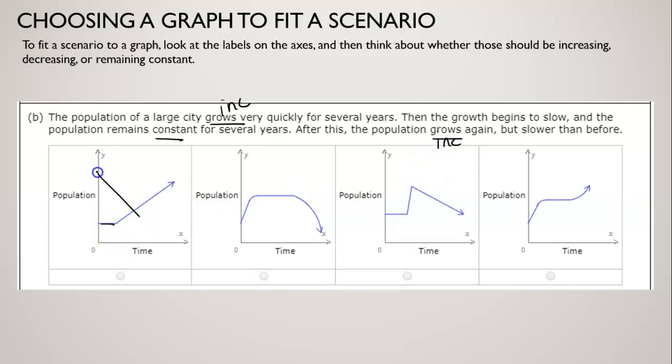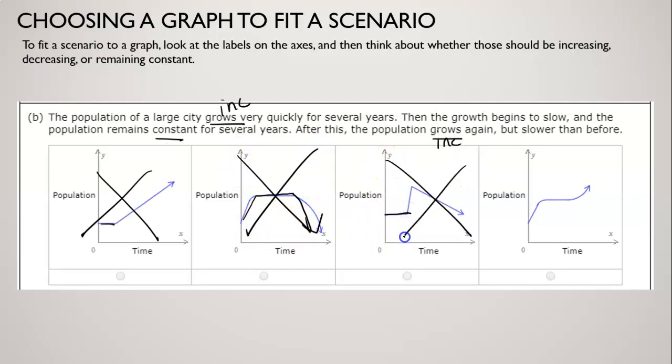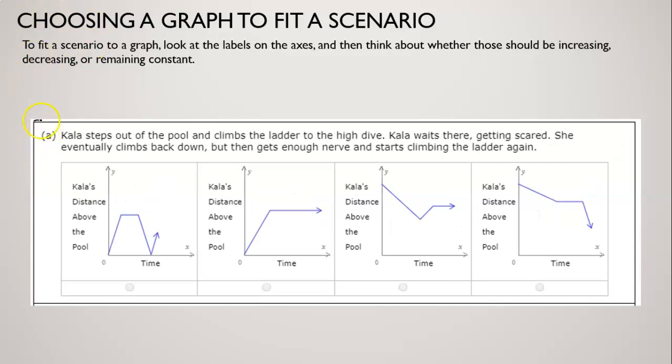So we're looking for something that increases and then is constant and then increases again. Well, this starts out as constant, so that can't be it. This is increasing, this is constant, but then it's decreasing. We don't have an example of the population decreasing, so it can't be that one. This one starts out as constant, so it can't be that one. This is the only example where the population increases, stays constant, and then increases again. So it would be our fourth option there. Pause the video and try this one about Kayla and the pool.